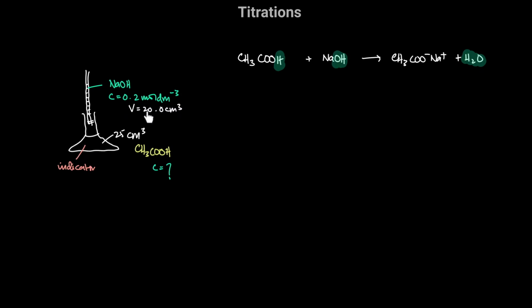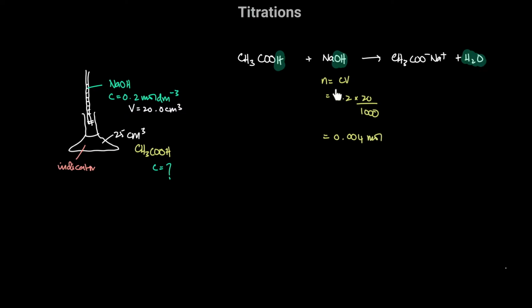So I can figure out that 20 cm³ of 0.2 mol per dm³ sodium hydroxide reacted to neutralize the ethanoic acid. The number of moles of sodium hydroxide that reacted is equal to the concentration times the volume. The concentration of sodium hydroxide is 0.2 and the volume is 20 over 1000. So I have 0.004 moles of sodium hydroxide.